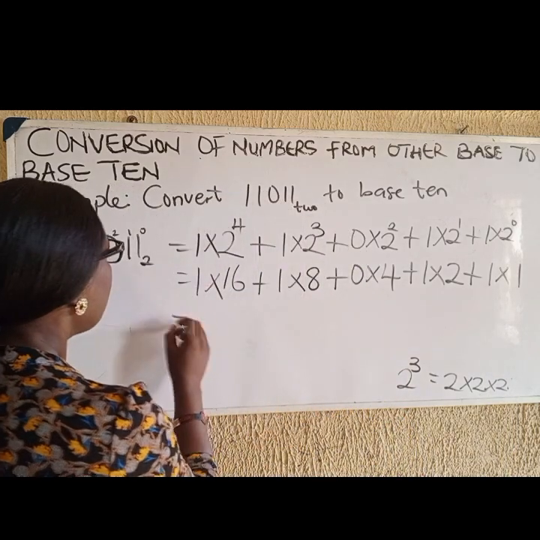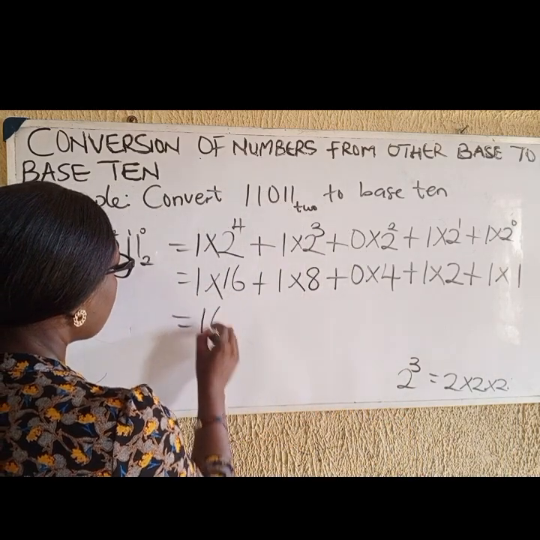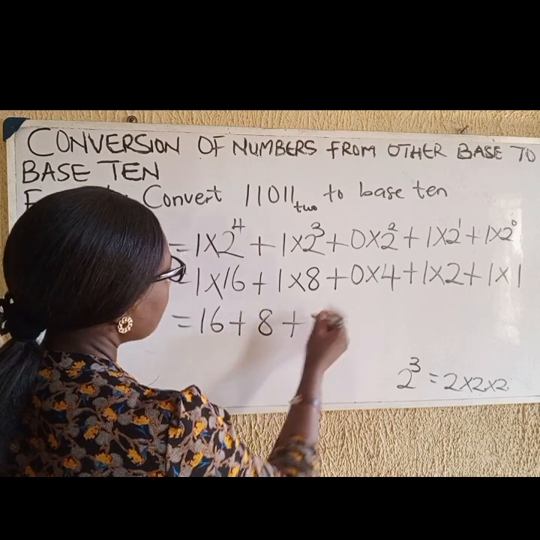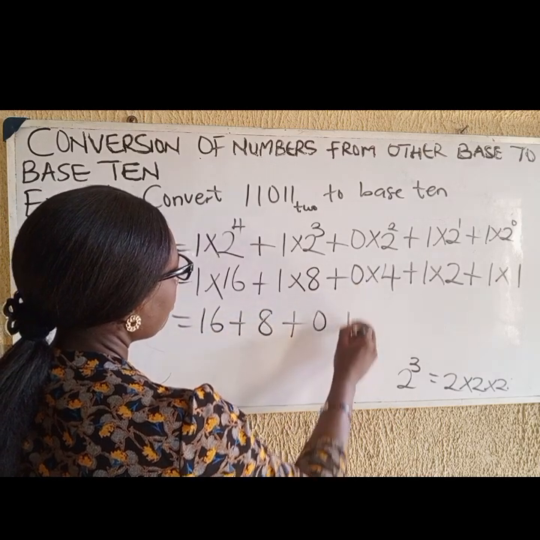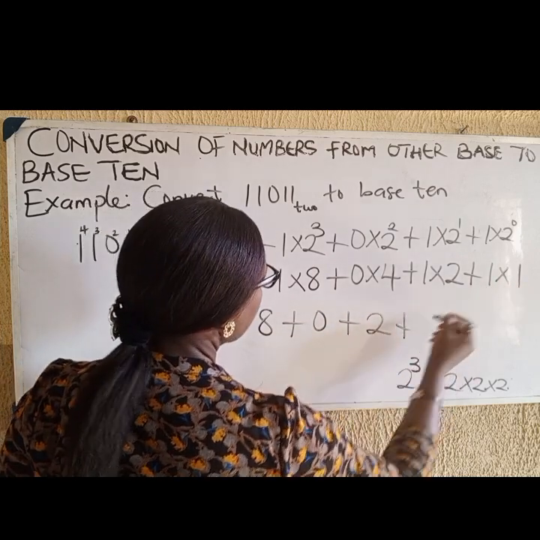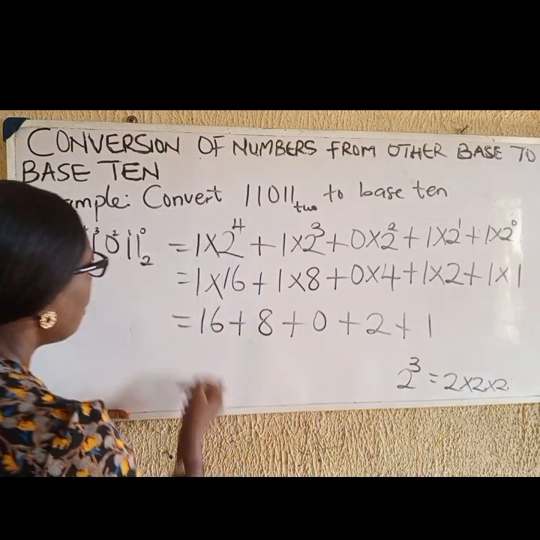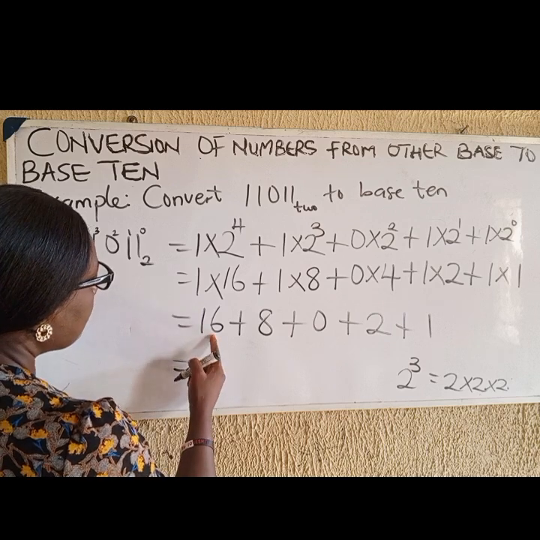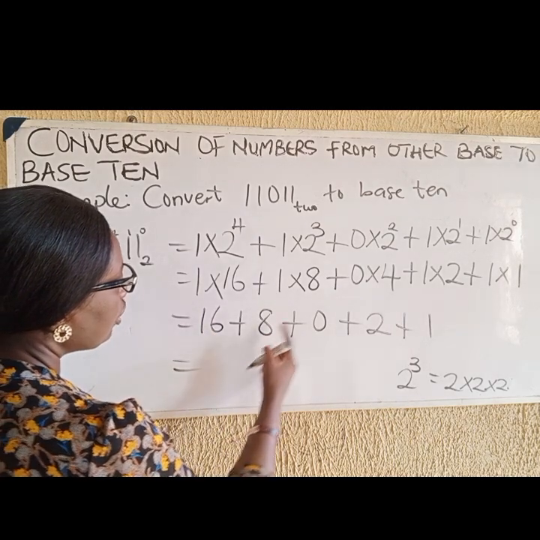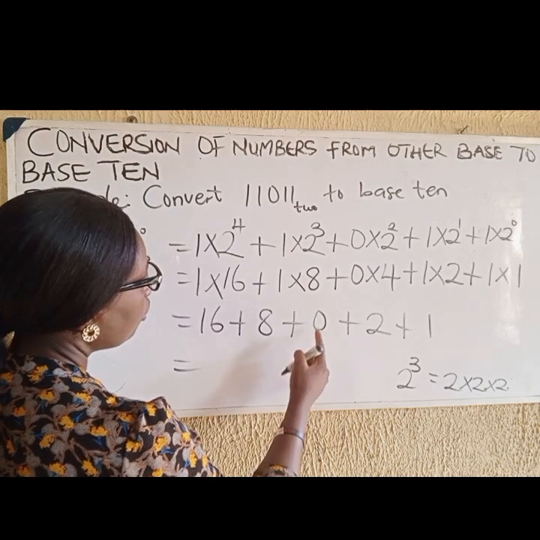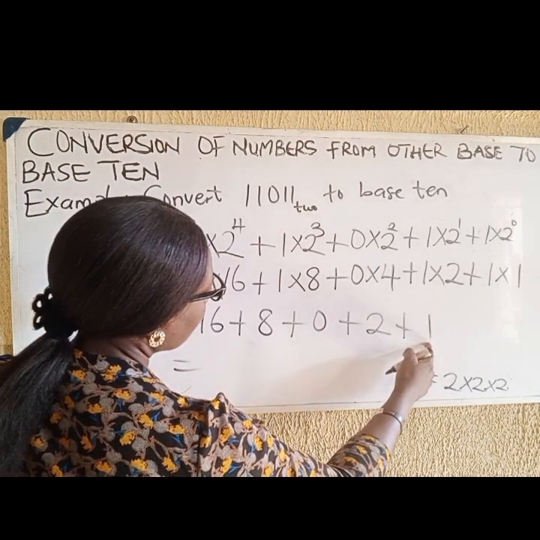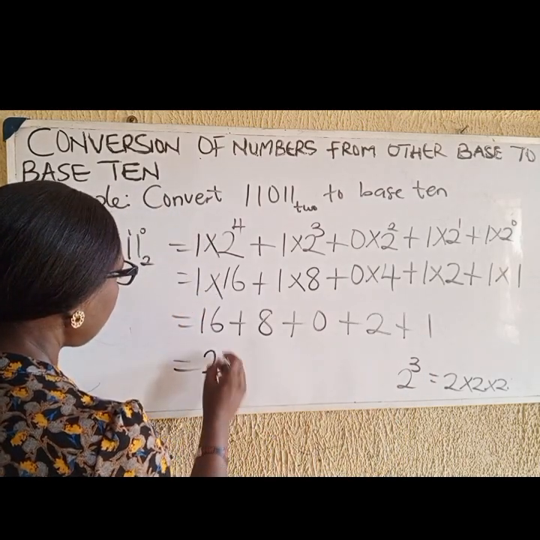1. So 1 times 16 is what? 16. Plus 1 times 8 is what? 8. Plus 0 times 4 is 0. Plus 1 times 2 is 2. Plus 1 times 1 is what? 1. Now I will add. 16 plus 8 will give me what? 24. 24 plus 0, 24. 24 plus 2, 26. 26 plus 1, 27.